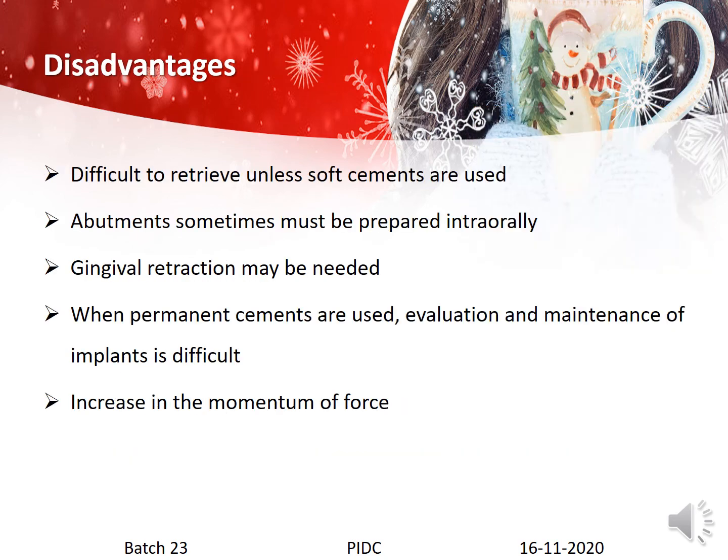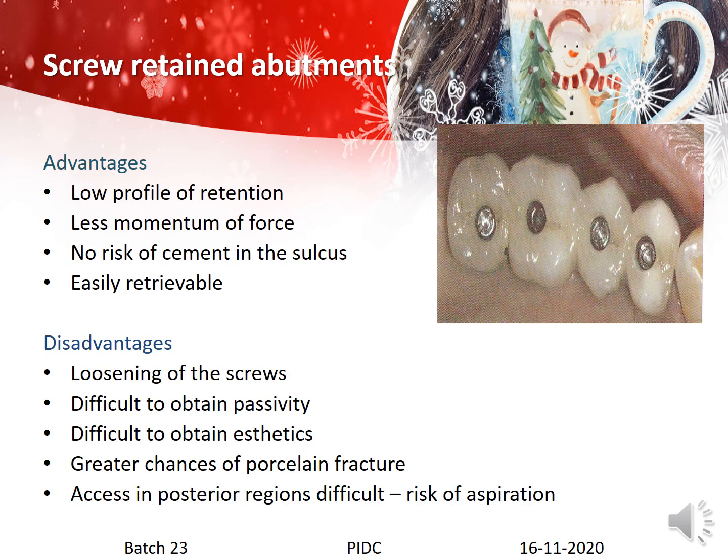Cement retained abutments are used. Next, coming on to the screw retained abutments, the main advantages are a low profile of retention, less momentum of force, no risk of cement in the sulcus, and it is easily retrievable. Now coming on to the disadvantages, loosening of screws is possible, there is difficulty in obtaining passivity, difficulty in obtaining aesthetics, greater chances of porcelain fracture, and access to the posterior regions is difficult because of the risk of aspiration.